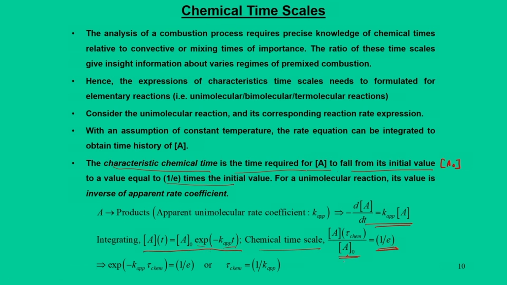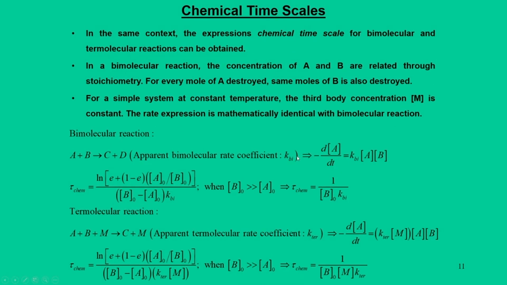Because with this number, the logarithmic expression gets simplified. Then, by putting this expression here, we can write exponential of minus k apparent into, instead of t, we can replace with tau chemical, which is 1 by e. So, from this we can find that for a unimolecular system, the chemical time scale is equal to 1 by k apparent. This is what we call a characteristic time scale.